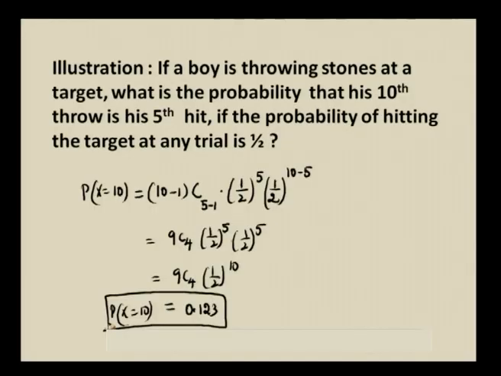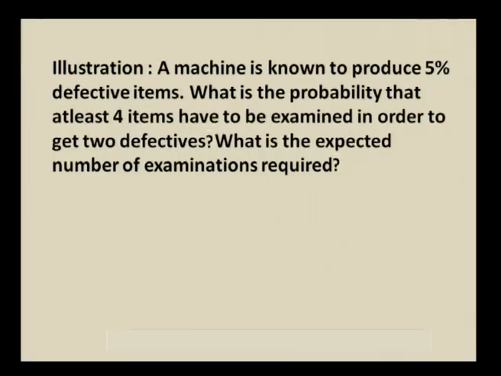Next type of problem: a machine is known to produce 5% defective items. What is the probability that at least 4 items have to be examined in order to get 2 defectives? What is the expected number of examinations required?